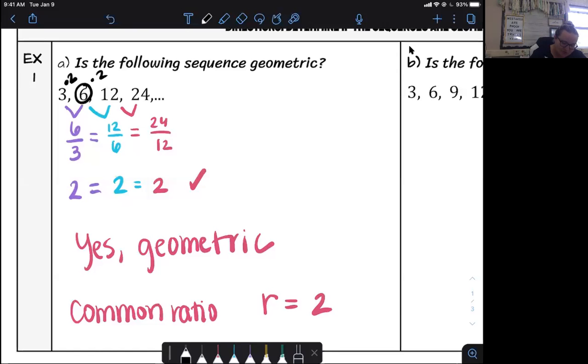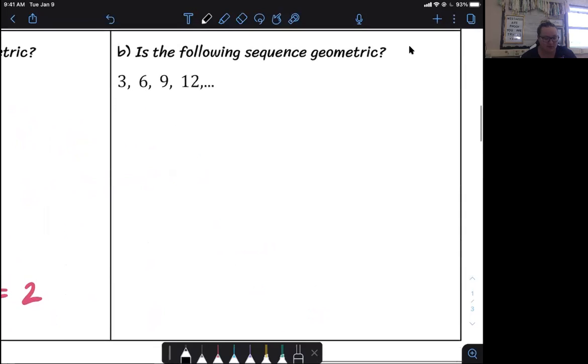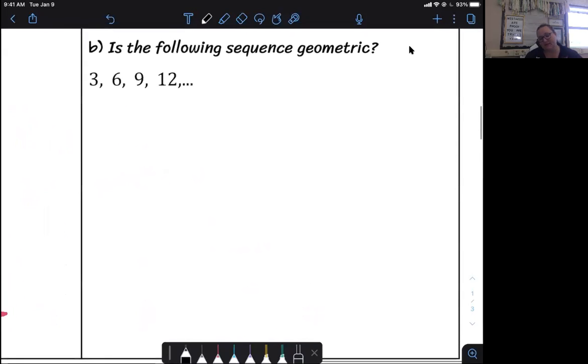6 times 2 would be 12. 12 times 2 would be 24. So that is our common ratio. So now I want you to do the same thing and then tell me, is the following sequence geometric? If so, tell me the common ratio. If not, you don't have a common ratio, so you don't gotta worry about it.